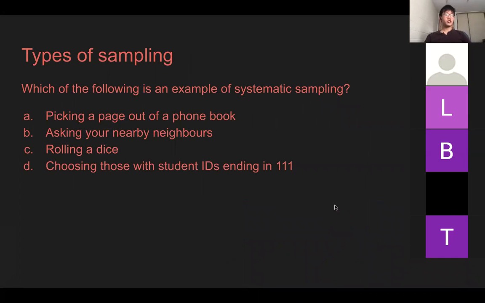Next, just a question. Which of the following is an example of systematic sampling? Yep, easy. D. So what type of sampling is the first one? That would be probably cluster sampling. You're just picking out a random page of a group. B is asking your nearby neighbors. That's definitely convenience. And rolling a dice is simple random.